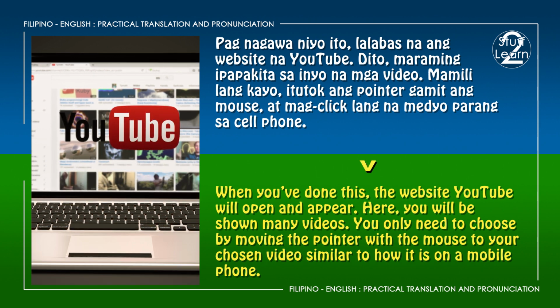When you've done this, the website YouTube will open and appear. Here, you will be shown many videos. You only need to choose by moving the pointer with the mouse to your chosen video, similar to how it is on a mobile phone.